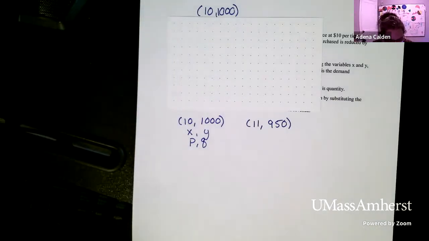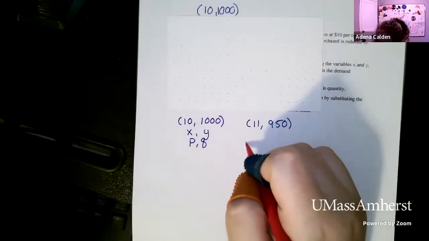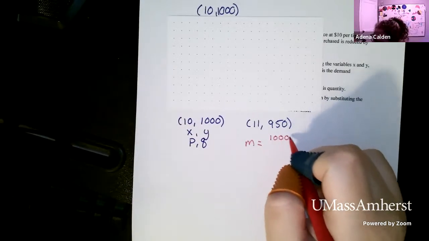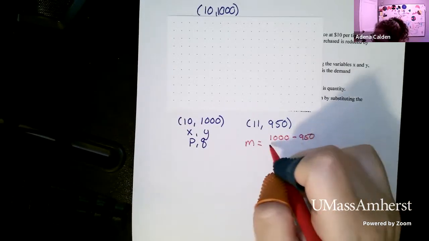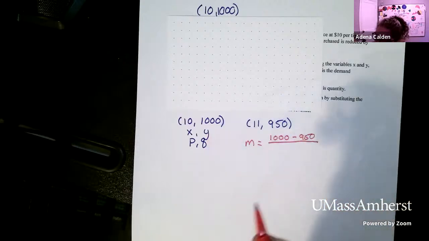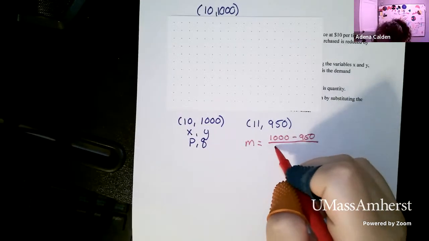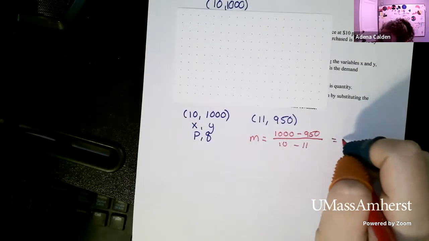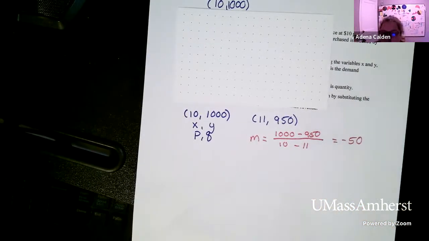So we know that we're going to need the slope. The slope of the line is going to be the change in y over the change in x. So we have 1,000 minus 950 for the change in y, over the change in x, which is 10 minus 11. That gives us a slope of negative 50. So the slope of our line is negative 50.